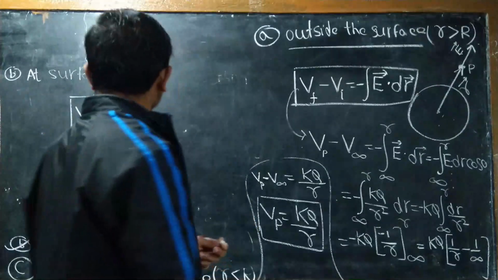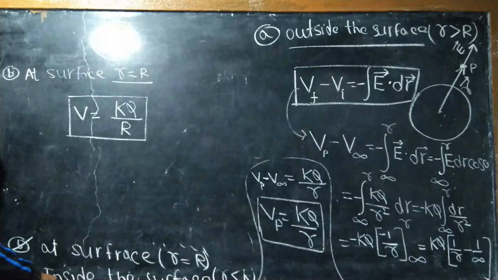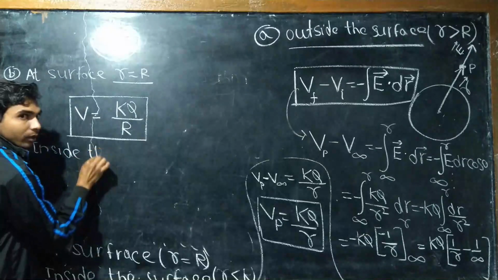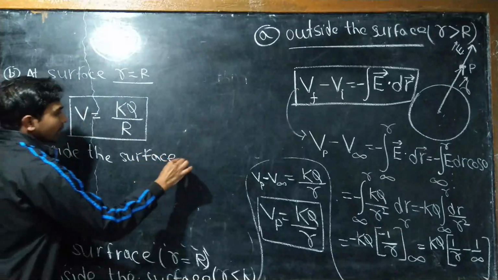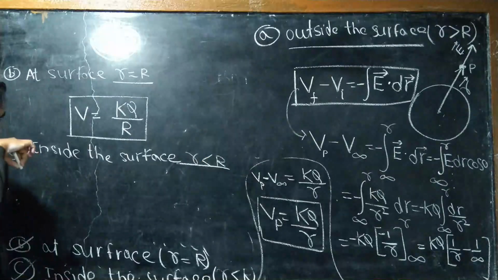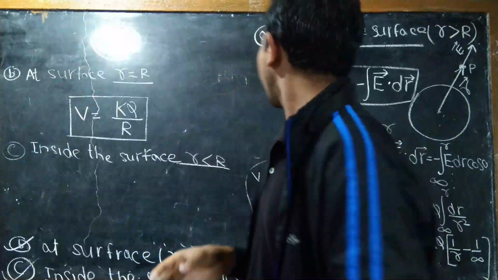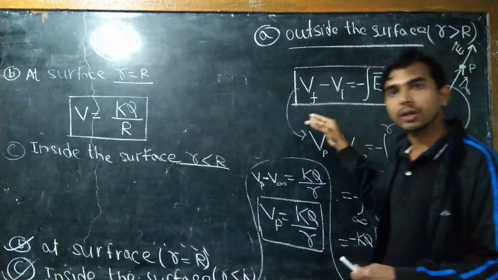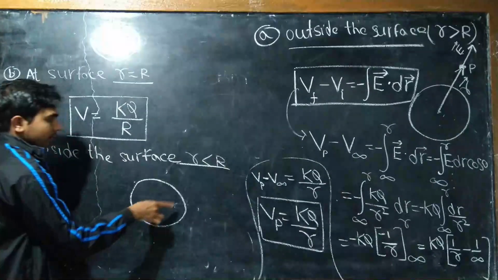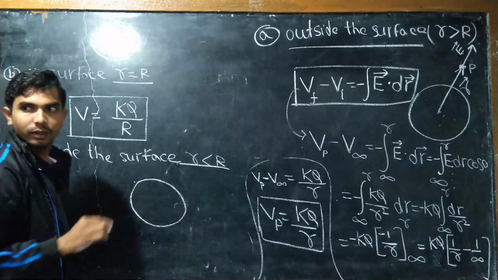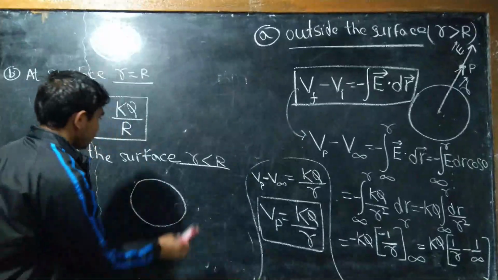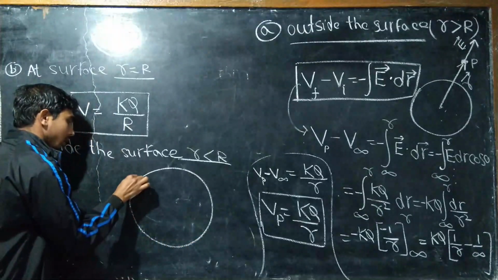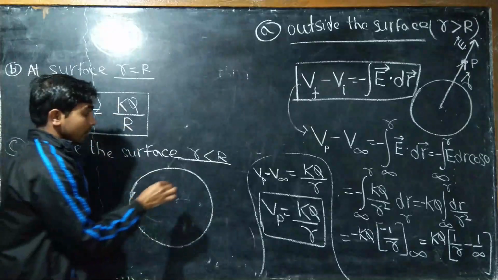And now the last one. The last one is inside the surface, right? Now I'm going to find the potential inside the surface. Again we are going to use the same formula, okay? This one we are going to use to calculate inside the surface. Suppose this is your thin spherical shell. Okay, I'm trying to draw it a little bit bigger, okay? This is your thin spherical shell, right?